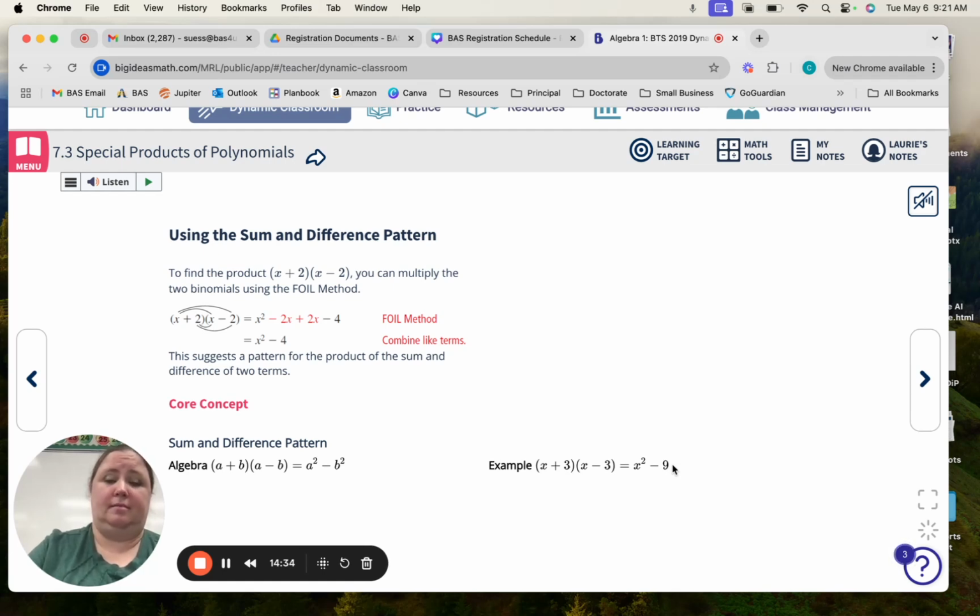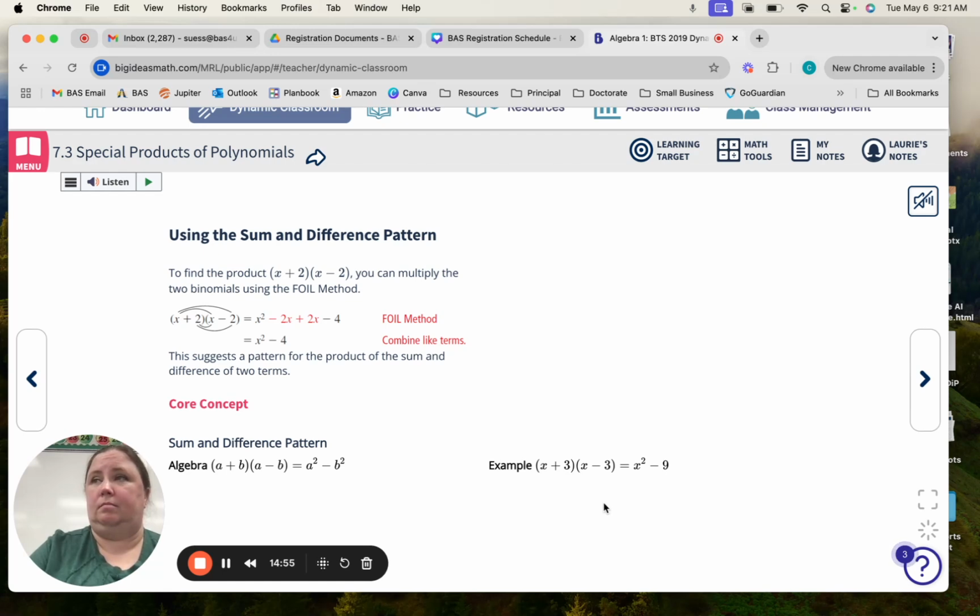What about 3x minus 3x or whatever? It only works if the first one is plus and the second one is negative, so they cancel out. Correct. Because those two middle terms cancel out.